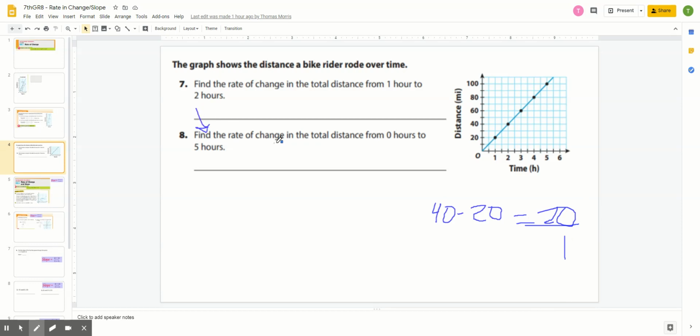Last question: find the rate of change in the total distance from 0 hours to 5 hours. So we went from 0 here, that's at 0 distance. Now we go to 5, so we're all the way up here. Now we're at 100. So the rate of change is 100 minus 0 over how many hours? 5 hours. And it'll give you the same rate that we had. 100 divided by 5 is 20.